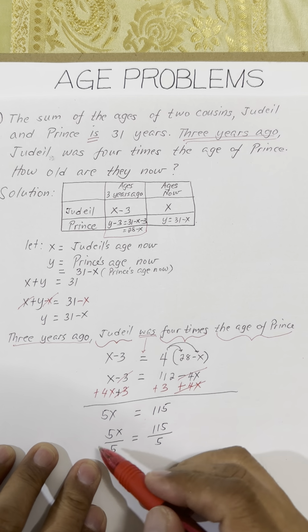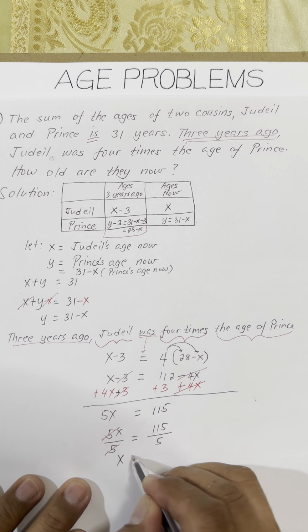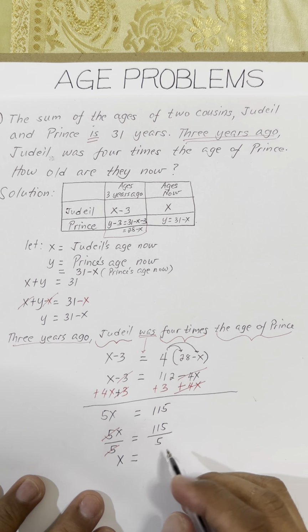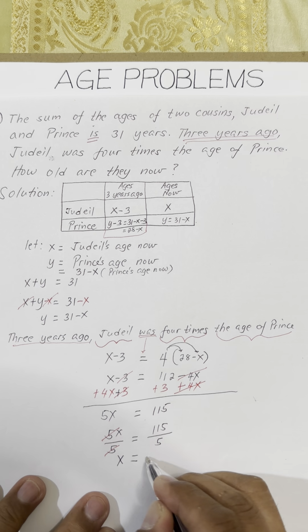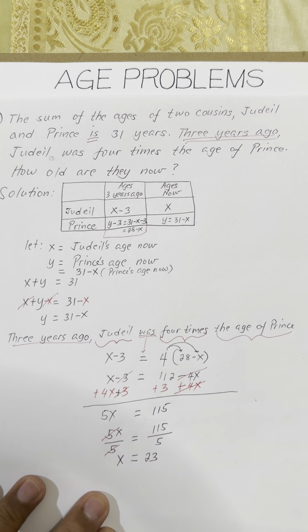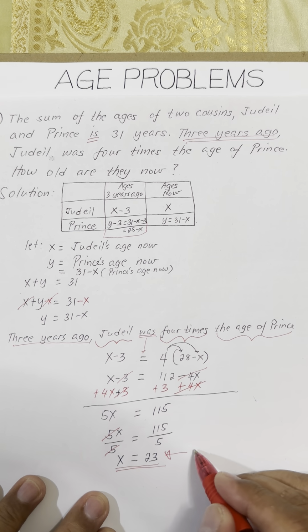So the 5 at the numerator cancels out with the 5 at the denominator, leaving x on the left side, and on the right side we have 115 divided by 5, which is equal to 23. So x is equal to 23. As mentioned here, this is Judel's age now.